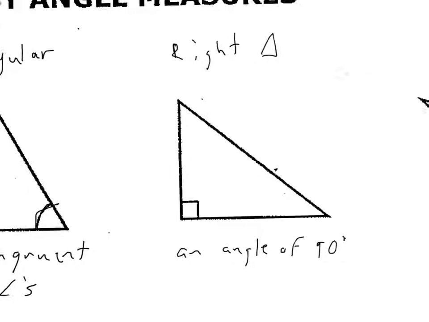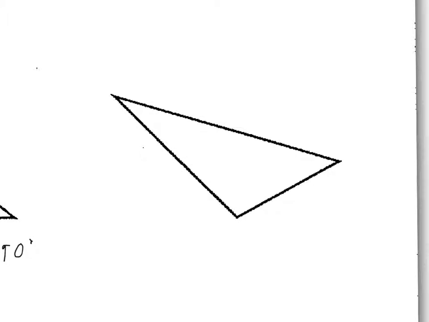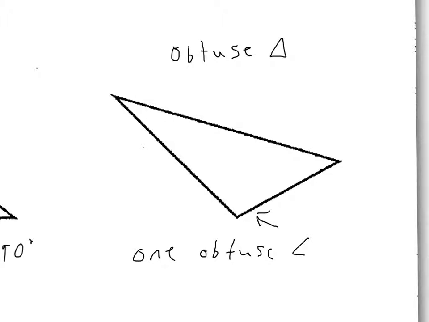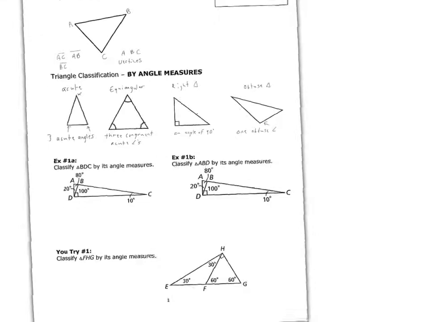Okay, the last one is called an obtuse triangle. In an obtuse triangle, you have one obtuse angle. And remember, an obtuse angle is just an angle that is greater than 90 degrees. So for instance, in this one, this angle would be greater than 90 degrees. So here are the four different types of triangles that you need to know how to classify.